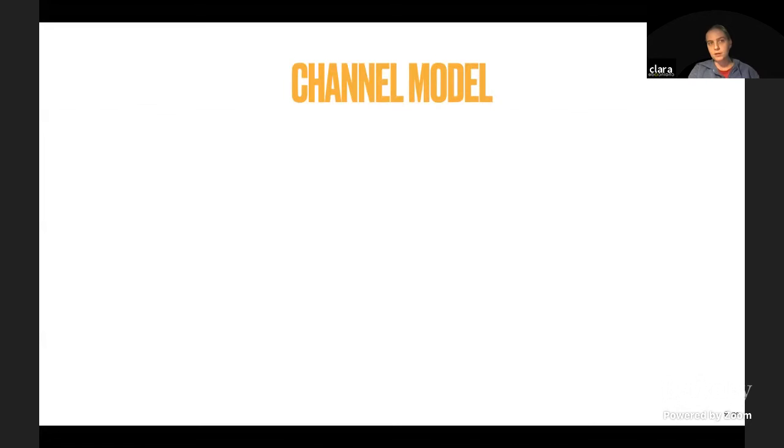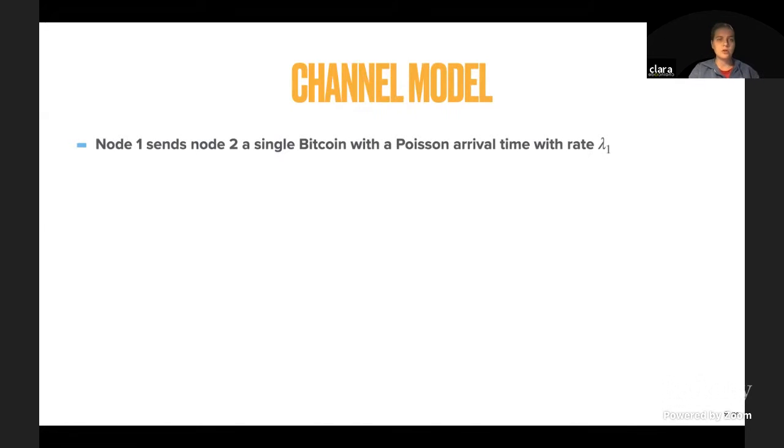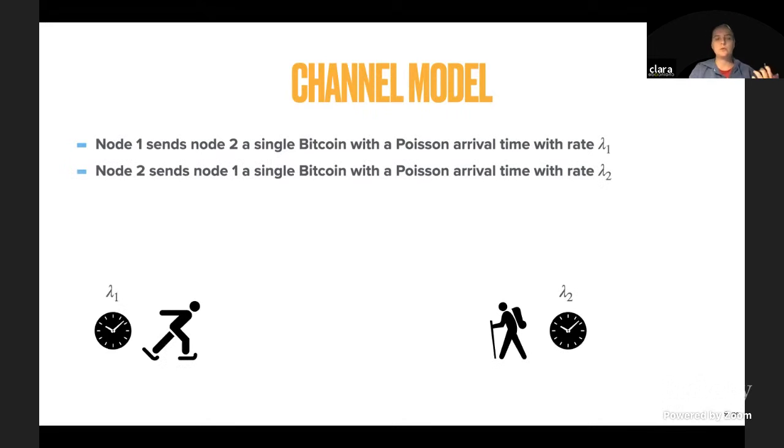So let's talk specifically about our model. And for this, we first of all need to introduce the model for channels. Our assumptions are going to be the following. In a channel, there are going to be 2 nodes, node 1 and node 2. We're assuming that node 1 wants to send a single Bitcoin to node 2 with Poisson arrival time with some rate lambda 1. Similarly, the second node wants to send a Bitcoin to node 1, again with Poisson arrival time with rate lambda 2. And we're assuming that these 2 processes are independent. So each node decides at their own time when they want to send.